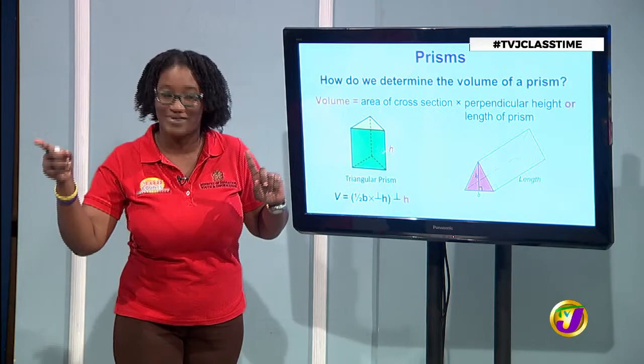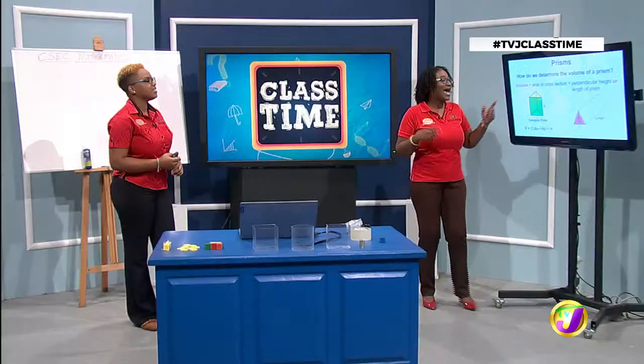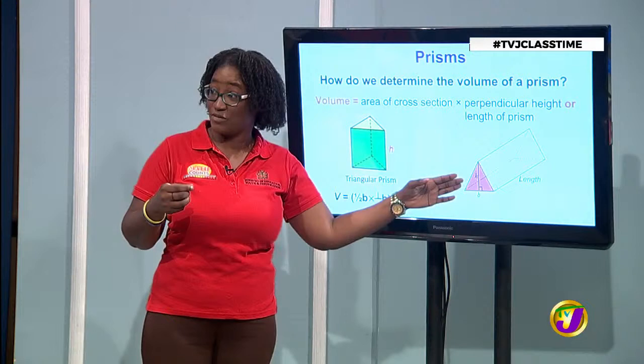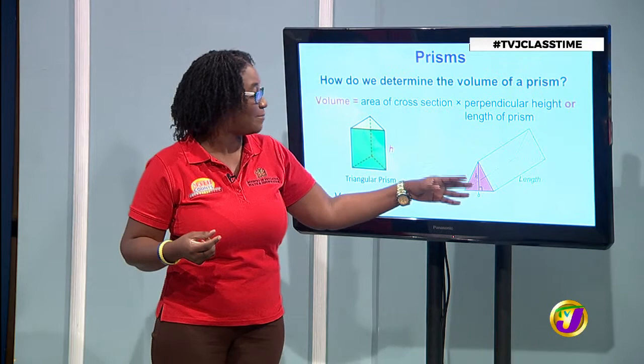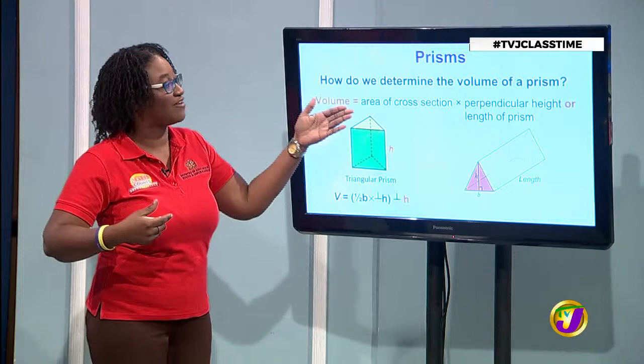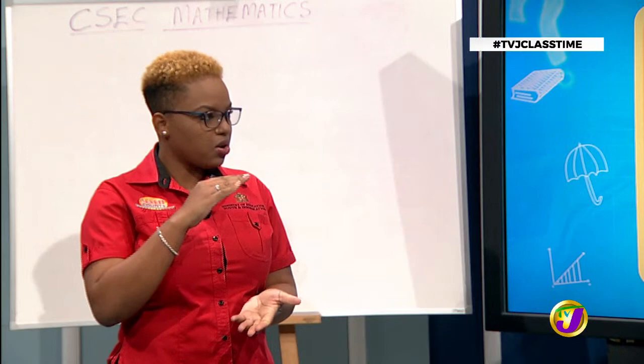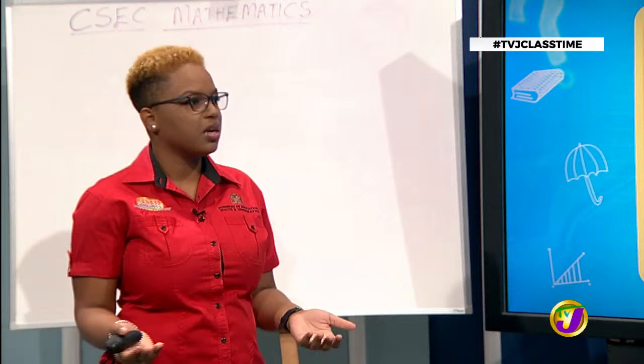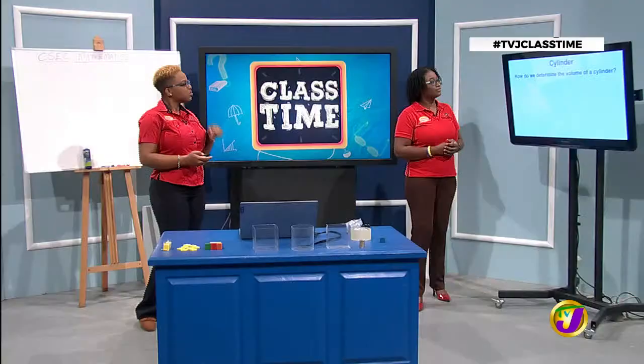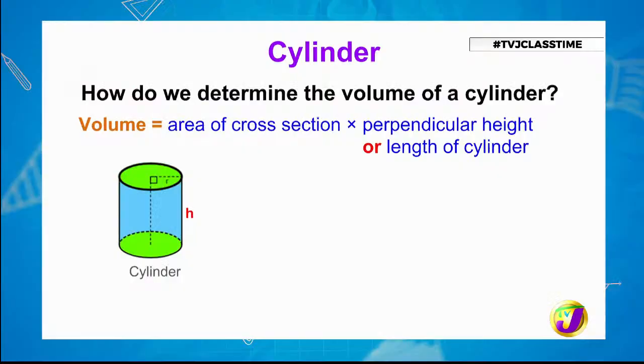We also talked about the orientation being important, because sometimes, depending on how the prism is placed, we may actually refer to that as the length, which is why we have perpendicular height or length of the prism. If we have a vertical orientation, we're talking about its height; if we have a horizontal orientation, we're talking about its length. So now we are moving on to the prism's cousin, the cylinder.